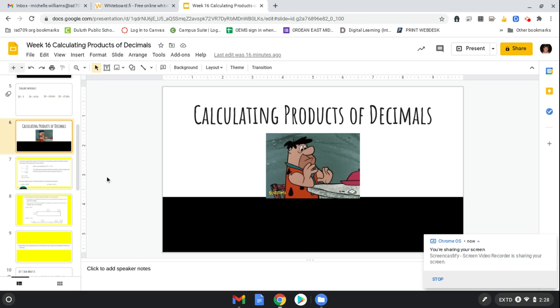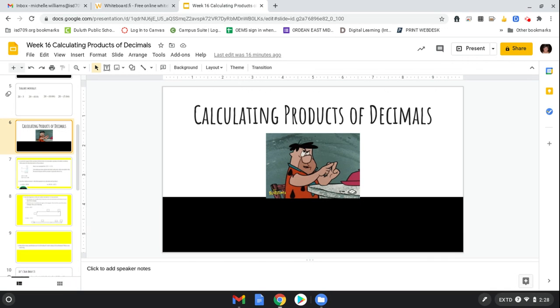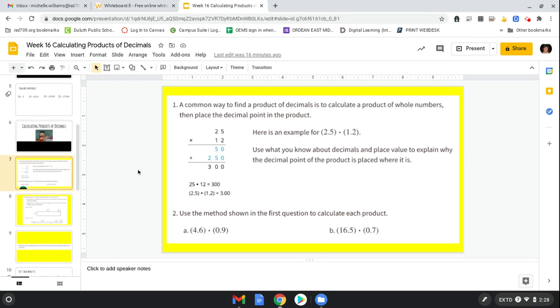Hi, sixth graders. Day 4 this week is calculating products of decimals. So calculating the answer of multiplication problems with decimals. So let's look at our first problem.